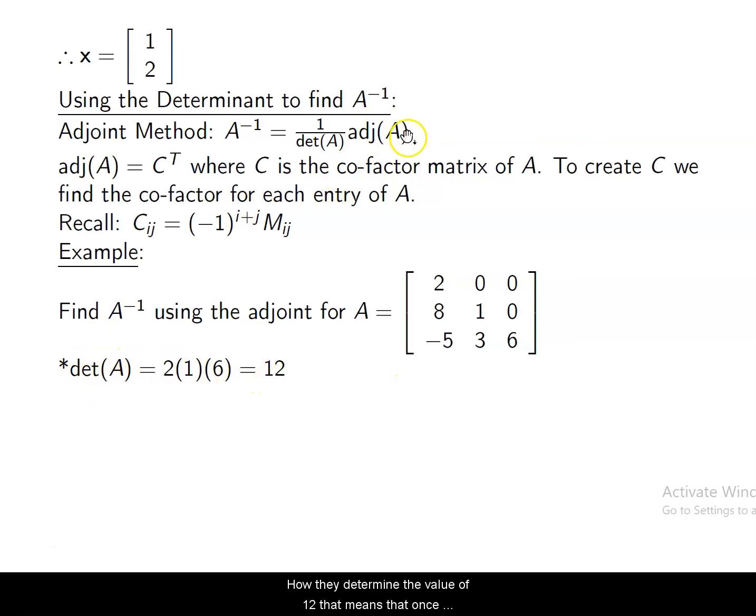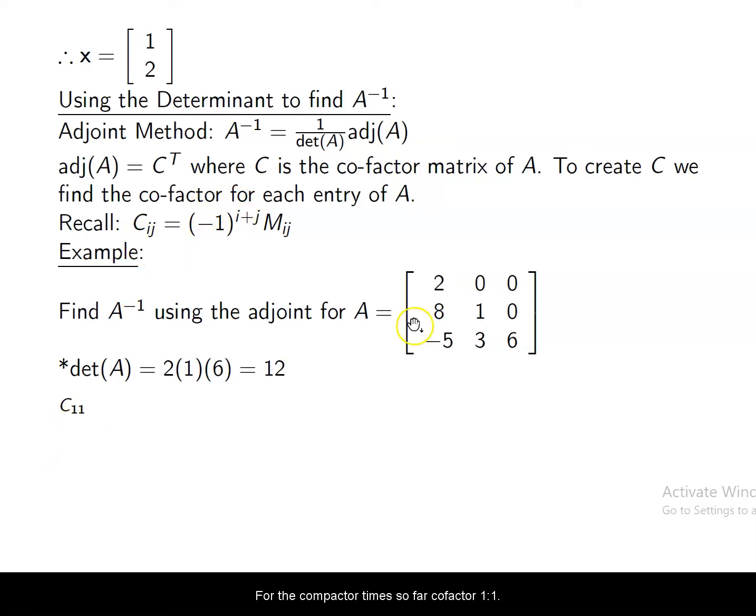That means that once we find the adjoint, we will divide every entry by 12, because it's 1 over the determinant of A times the adjoint matrix. Okay, so we're going to find the cofactors for each entry. Remember, this alternates in sign: plus, minus, plus, minus, plus, minus, plus, minus, plus. Those are the signs for the cofactor terms.